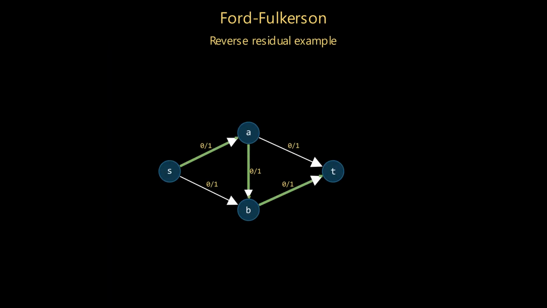Here is why reverse residual capacity exists. If we first send flow through A to B, that edge becomes full. A later residual path can use B to A, which means undo the earlier A to B flow, then reroute through A to T.